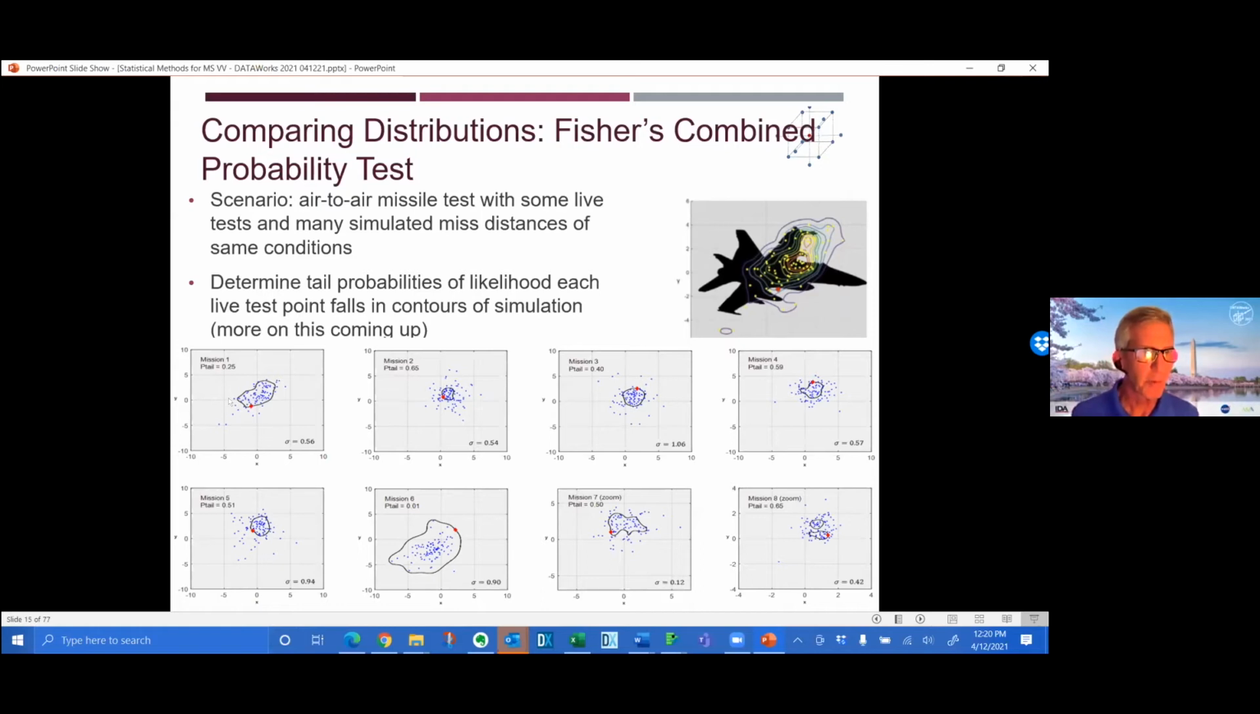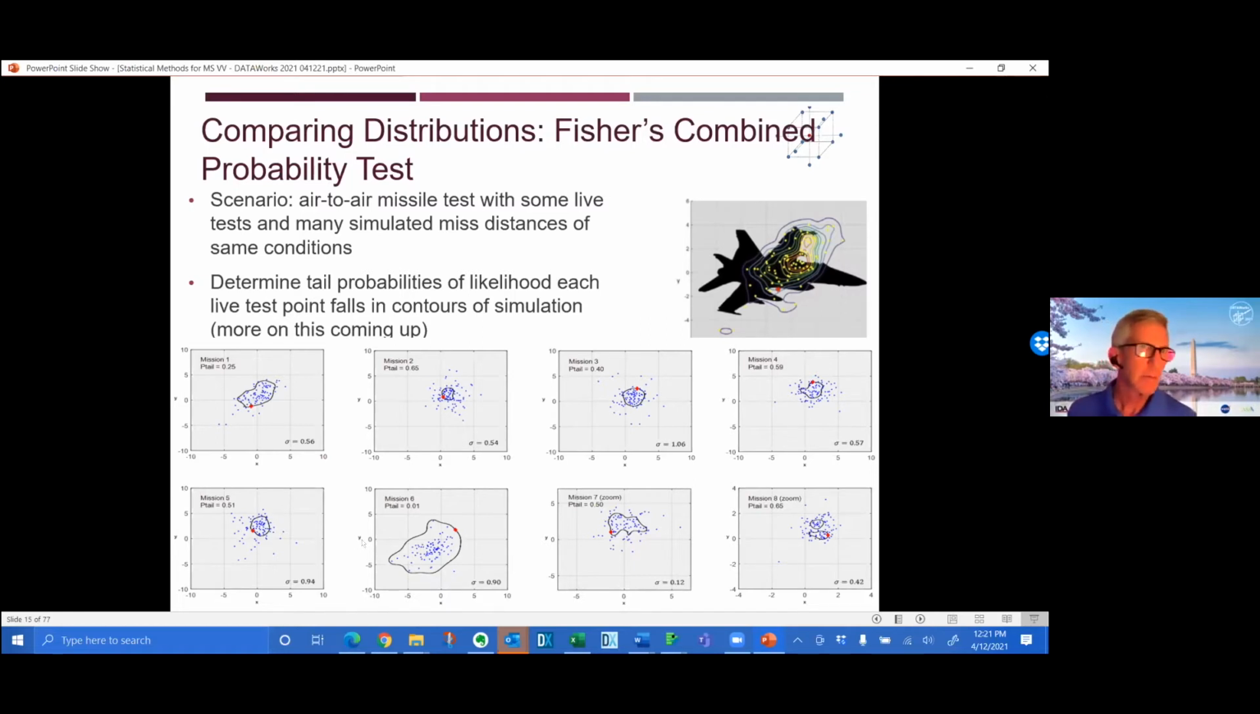And for p-tail values, if the red dot is right in the heart of the density of the blue, you're going to have a large p-tail. Whereas if the red dot is quite a ways from the density of the blue dots, your p-tail is going to be quite small. So if we look at the second one over in the top row, that's one where the live agreed quite nicely with the simulated. And then you look at the same second one over in the bottom row and see that the live is quite different from the simulated.